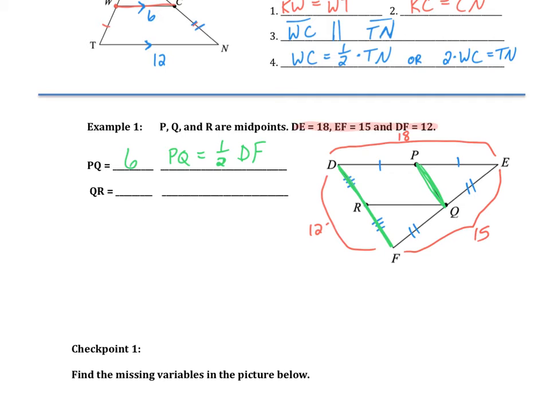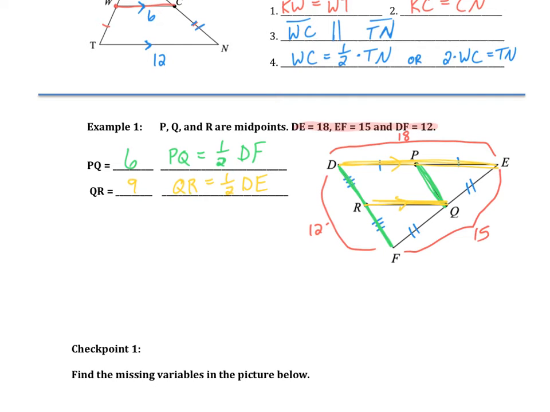Changing colors. Go to yellow. We want to find out how big is QR. So QR is right here in yellow. So QR is parallel to, those two yellow lines are parallel. So if DE is 18, how big is QR? It's 9, because QR is equal to 1/2 of DE. Okay, so those mid-segments are half as big.